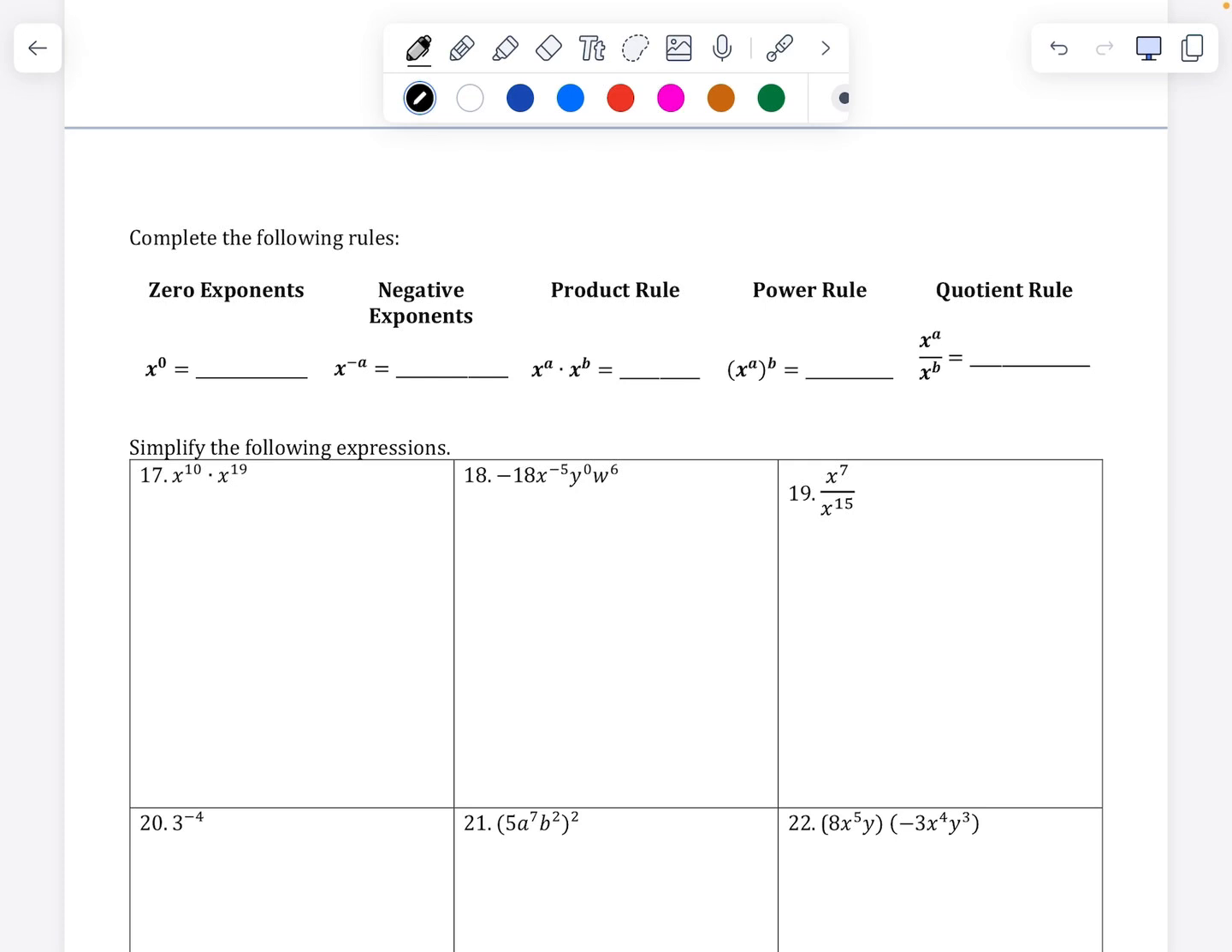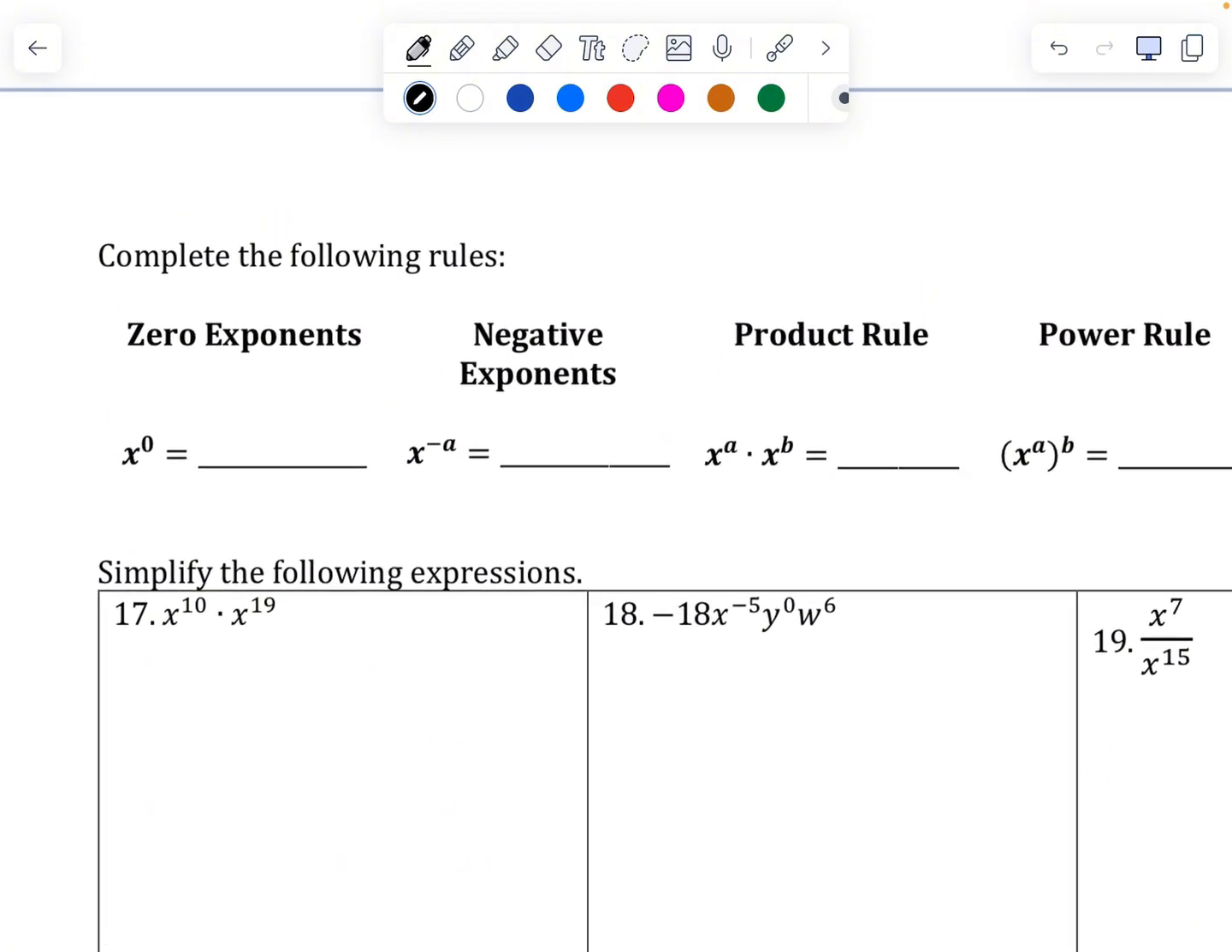Here are some rules, Kira. X to the power of 0 is always equal to what? 1. 1 block. Okay, the 0 spot always has 1 block.